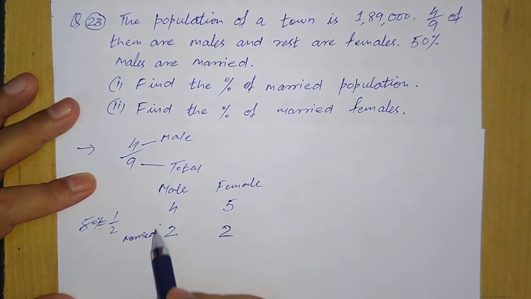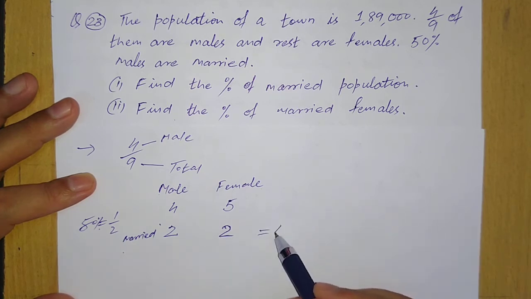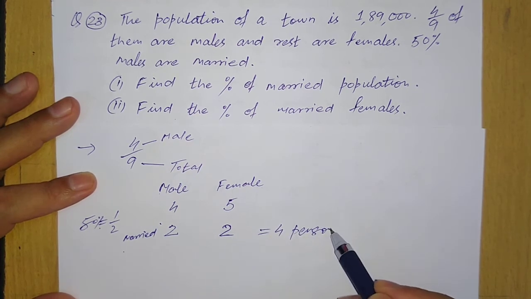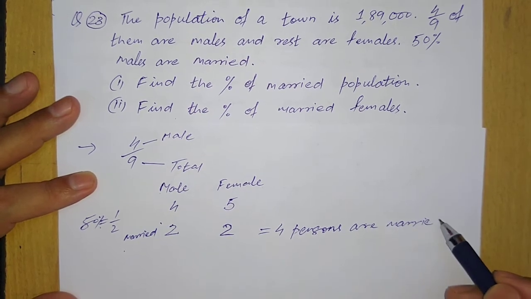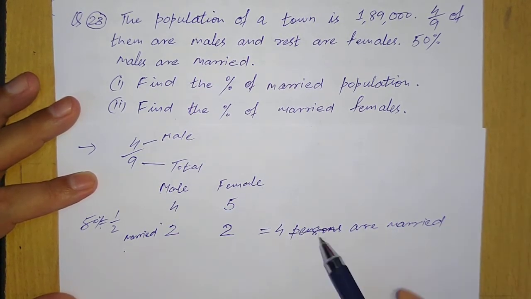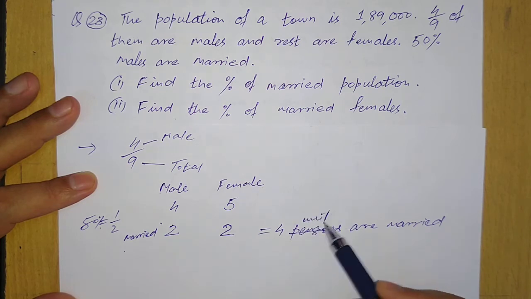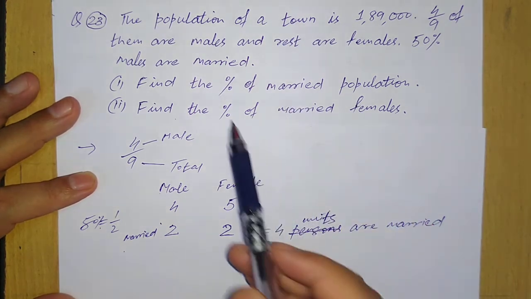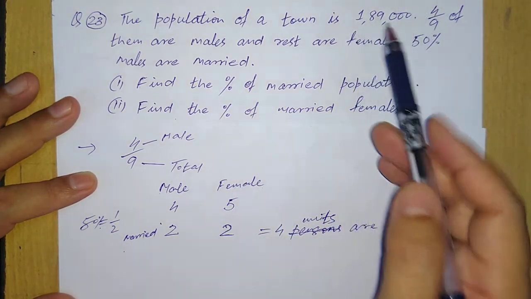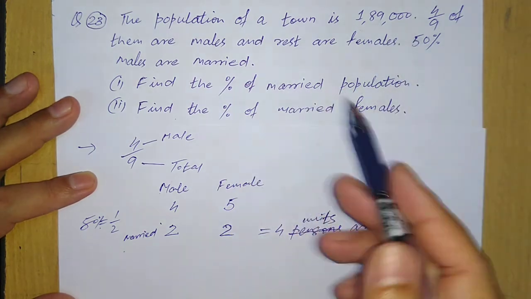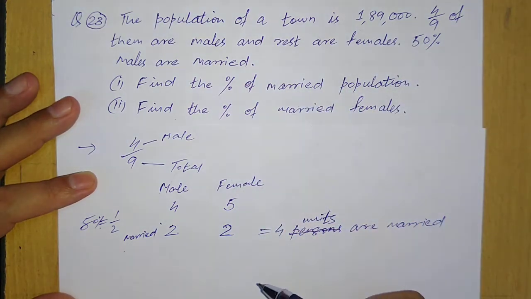So married persons are how much? 2 males and 2 females. So the total of married persons is 2 plus 2 is 4. So 4 persons are married. This is not persons, this we are taking in units. As we are comparing, we want the answer in percentage, so we are not taking the real figure. If we do like this, it will save our time.